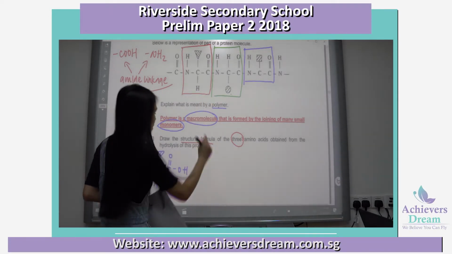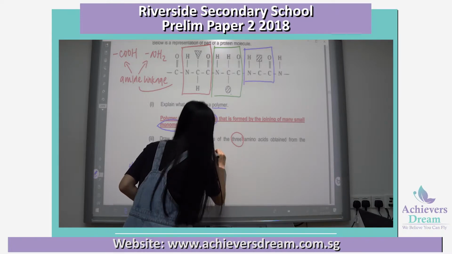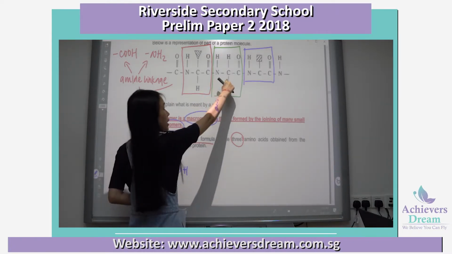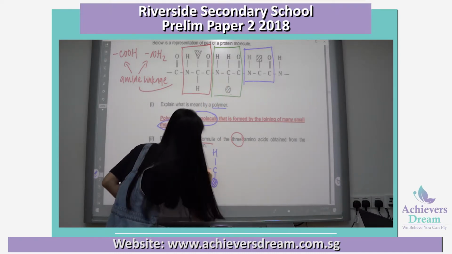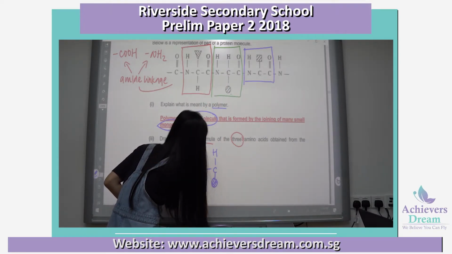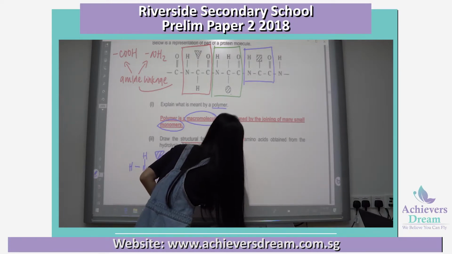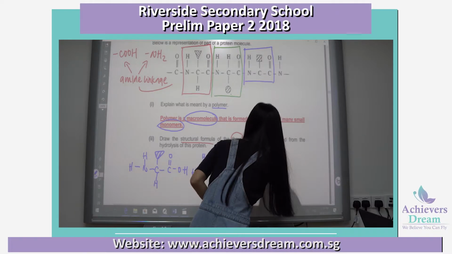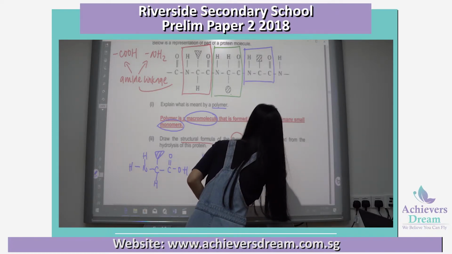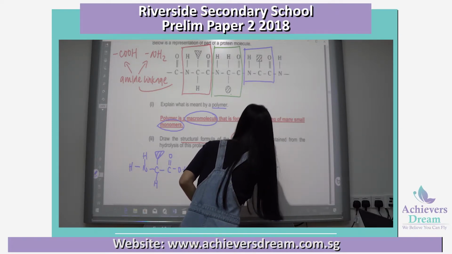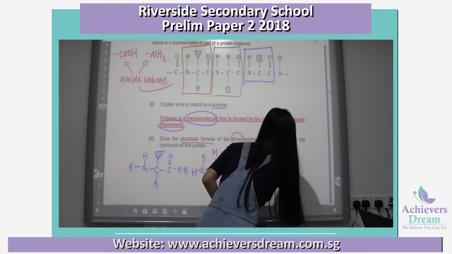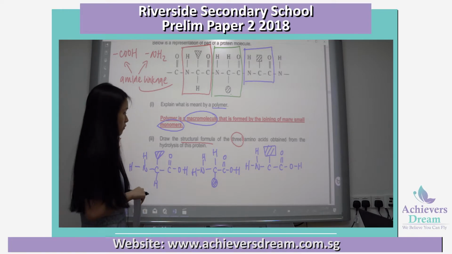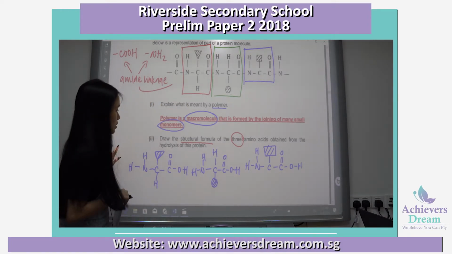Now what about the second one? It will be this middle part here, correct? And this C here is bonded to an amine group again, as well as your carboxyl group. And the very last part, where is this bonded? This is bonded to also your amine group as well as carboxyl group. So these should be the 3 amino acids that you have gotten from the hydrolysis of this protein.